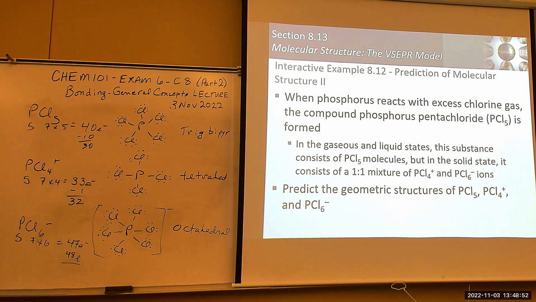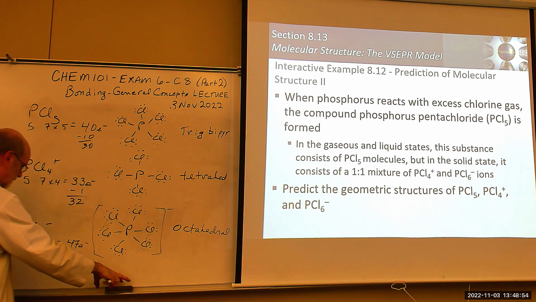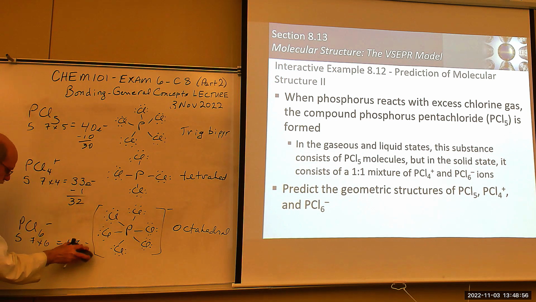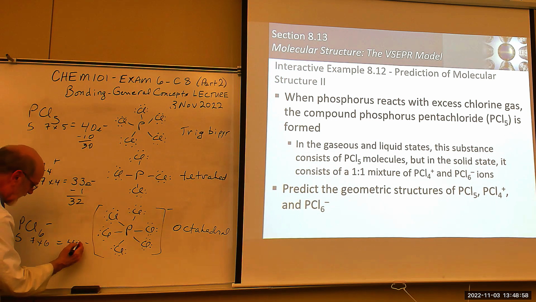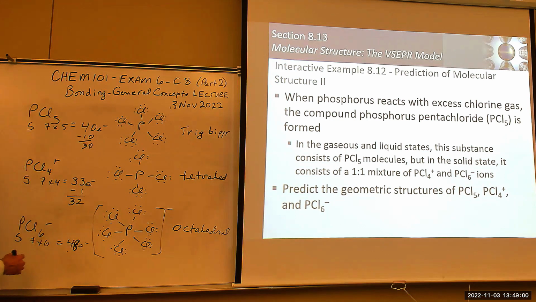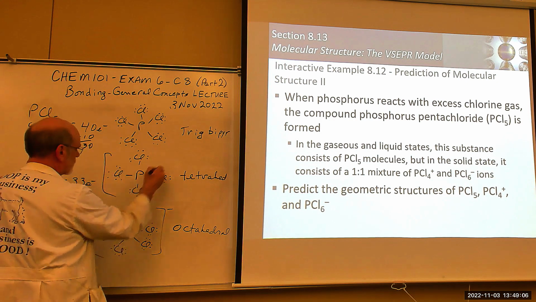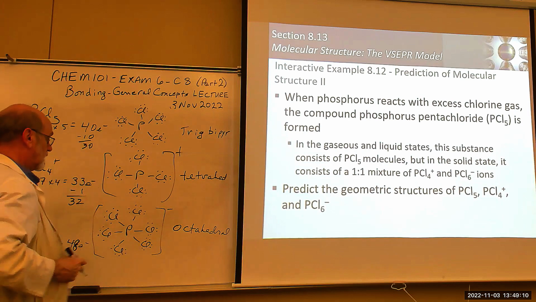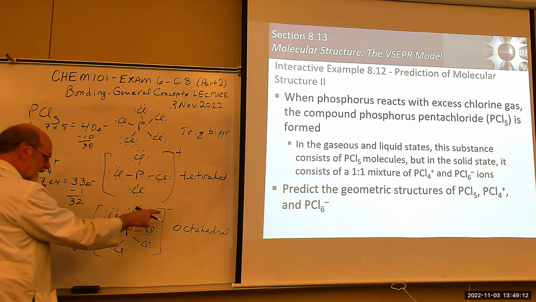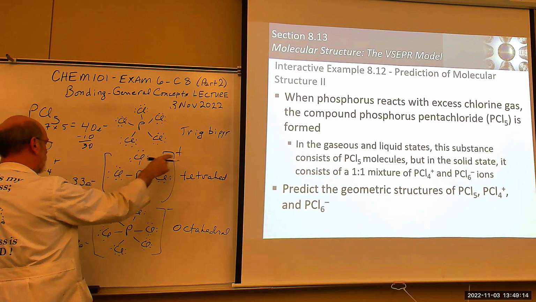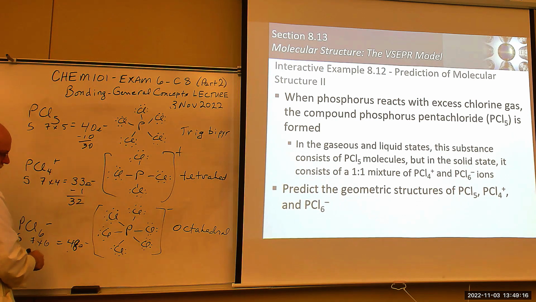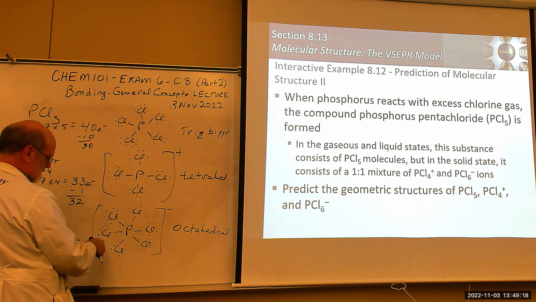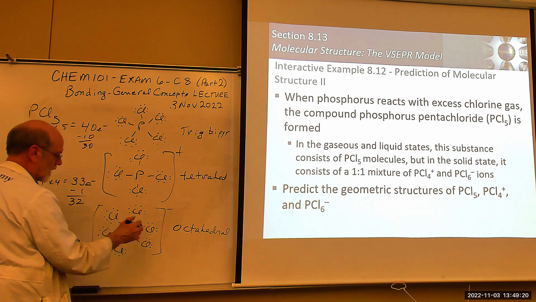Okay. This one I've added 1. So this should be 48 instead of 47. Right? That's why it's important to put that charge in there. It's because I had an extra electron here and I was deficient 1 here. Right? So this one's going to be 1, 2, 3, 4, 5, 6 octahedral.